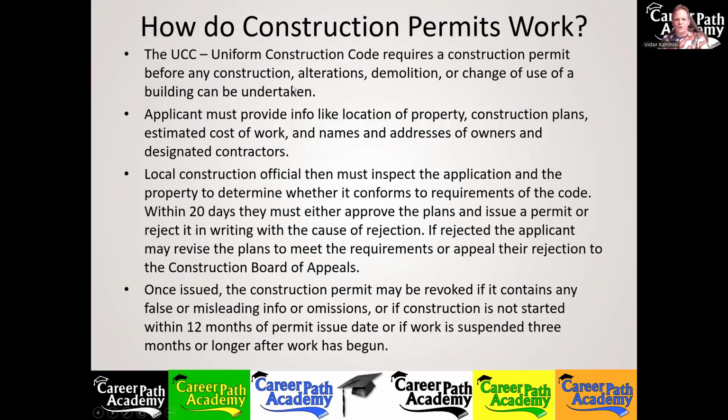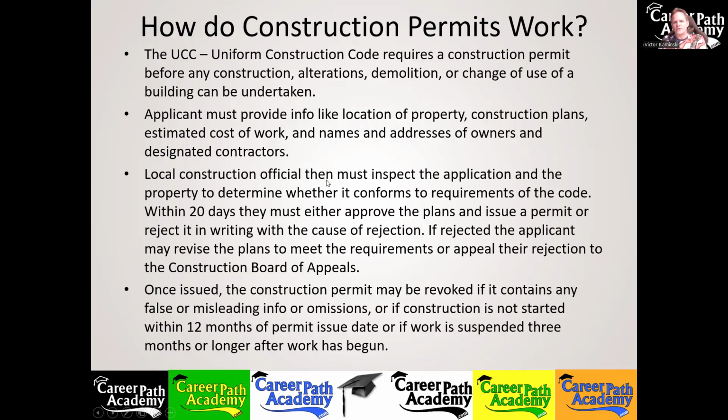So how do construction permits work? Well, the UCC, the Uniform Construction Code, requires a construction permit before any construction, alteration, demolition, or change of use of the building can be undertaken. Applicants must provide information like the location of the property, construction plans, estimated cost of the work, names and addresses of the owners and designated contractors that are to do the work.